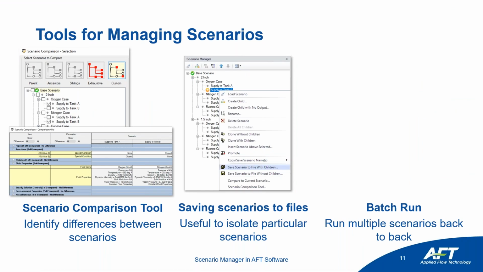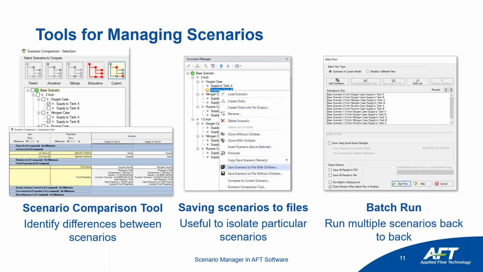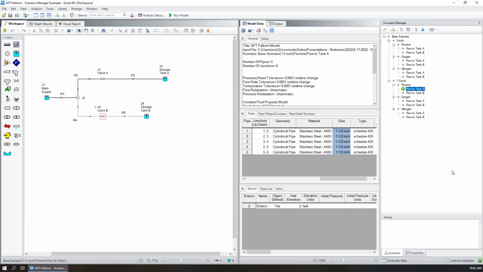The final feature is batch run, which allows us to run multiple scenarios back to back. With the 12 scenarios we've created, you can imagine it'll be pretty tedious for me to run one, wait for it to finish, go to the next one, run it, wait for it to finish. So batch run will let us select a full range of scenarios, and then we can run them all in sequence in the background. So we want to run all of these 12 scenarios so we can compare our output.